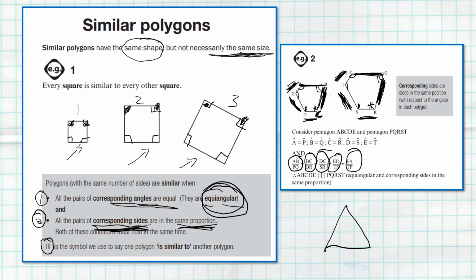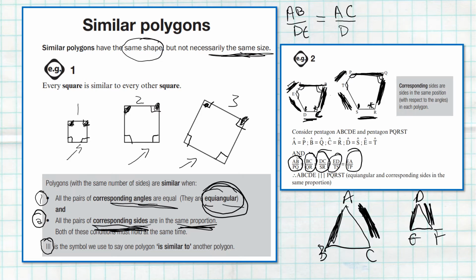For example, if I have this triangle and this triangle, with A, B, C, and D, E, F, and I calculate the ratios of the corresponding sides, and I get that AB over DE is the same as AC over DF, which is also the same as BC over EF, then if I can manage to prove this, I can conclude that triangle ABC is similar to triangle DEF. So that is what we mean: if the corresponding sides are in the same proportion, then we can conclude that those two polygons are similar.